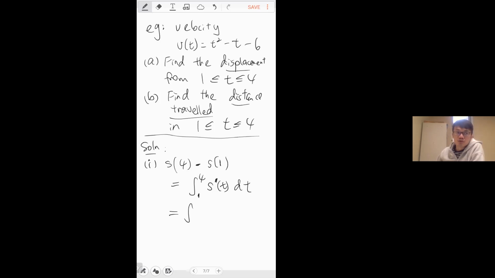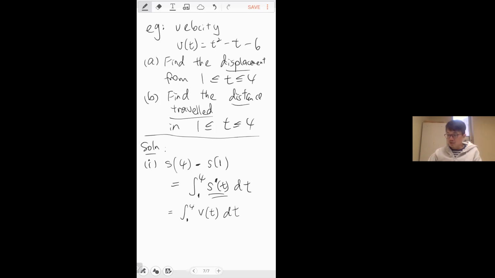But then what is the derivative of the distance? So what is s prime of t? The derivative of s of t is just v of t, which is the velocity.